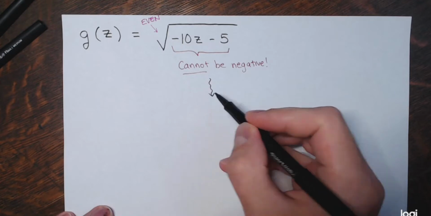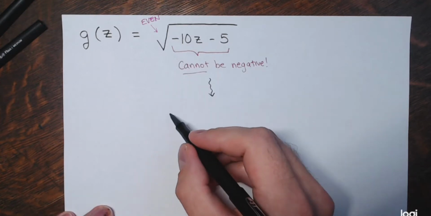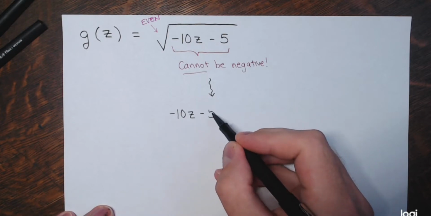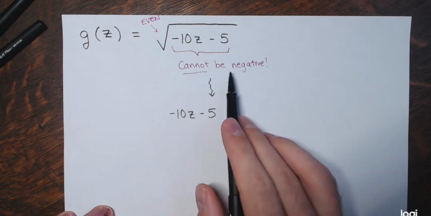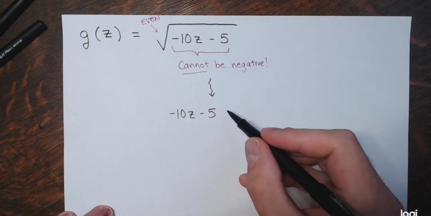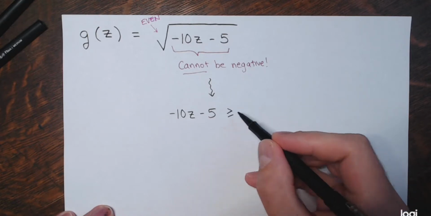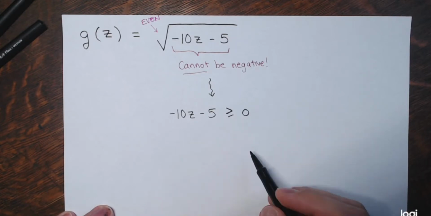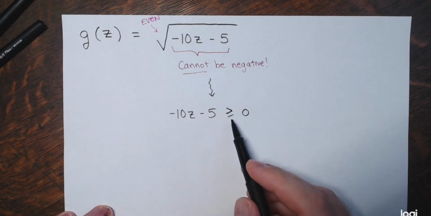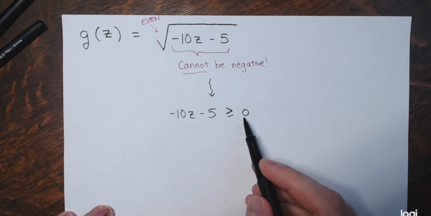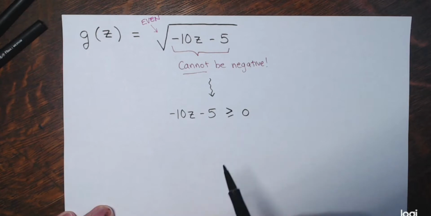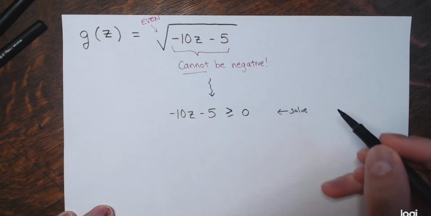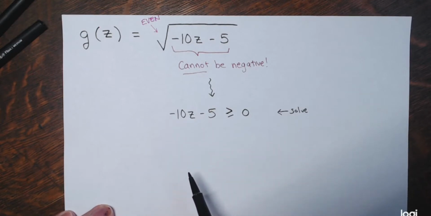So another way to say that is that this expression inside the radical symbol, this radicand, negative 10z minus 5, if it can't be negative, that means it must be greater than or equal to 0. So you set up this inequality here. This is what it means to not be negative, to be greater than or equal to 0, positive or 0, but just not negative. And then I solve this, and this will tell me what numbers I can plug in for z.